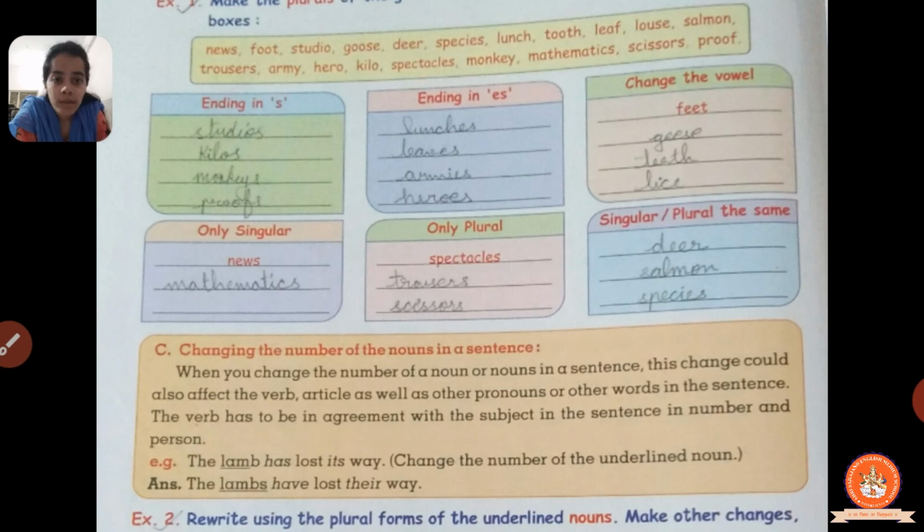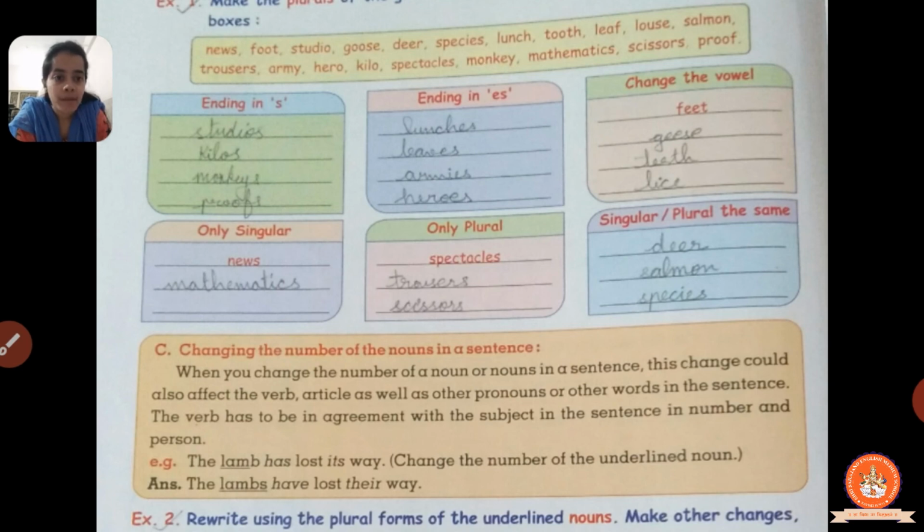So what is given here, students? Whenever you are changing a noun or nouns in a sentence, this will also affect its verb, the article, as well as the pronouns which you have used in that sentence, and the other words which you are using in the sentence. So whenever you are changing from singular to plural, the word formation will also change, right? The verb should be in agreement with the subject which we are talking about in that sentence, or you can say about that person.